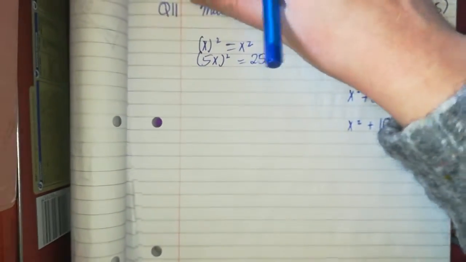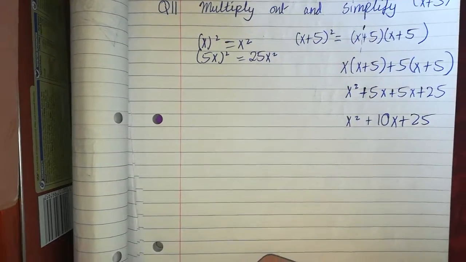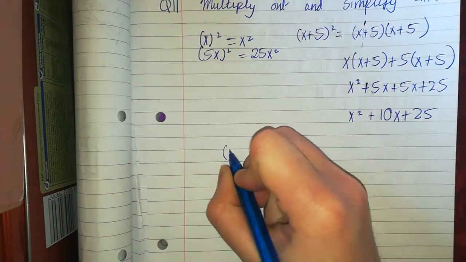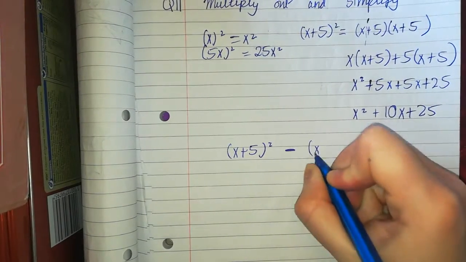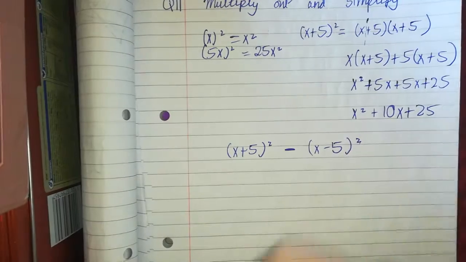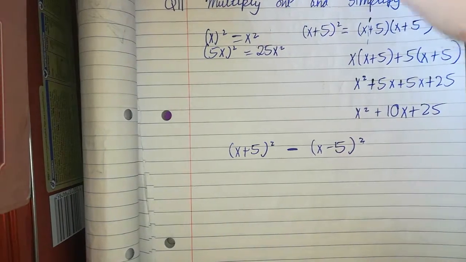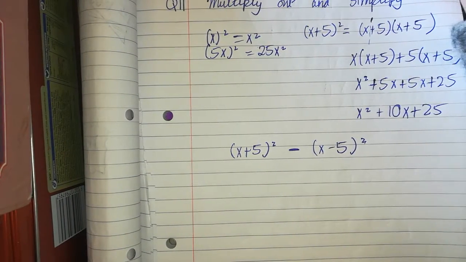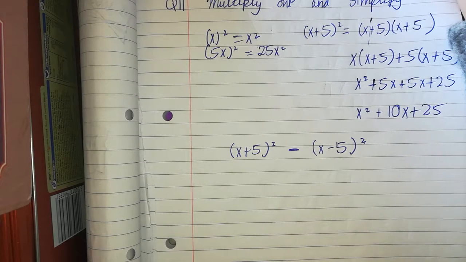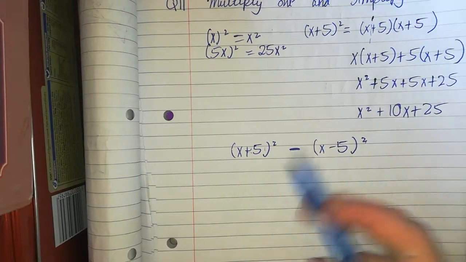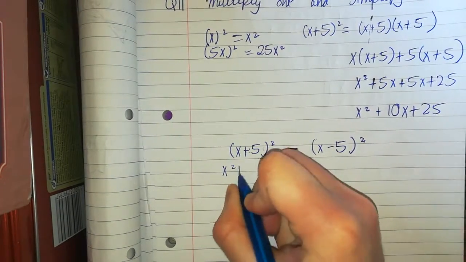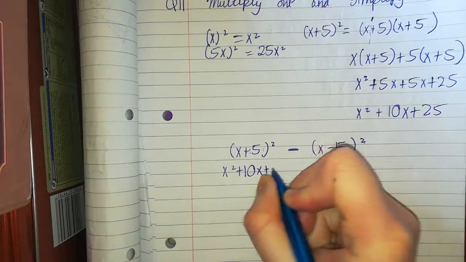And then the next question is hence or otherwise. Hence or otherwise show that the expression is always divisible by 4. So they wanted to show that x plus 5 squared minus x minus 5 squared is always divisible by 4. So the first thing that we're going to need, we're already after figuring out what x plus 5 squared is. So x plus 5 squared is x squared plus 10x plus 25.